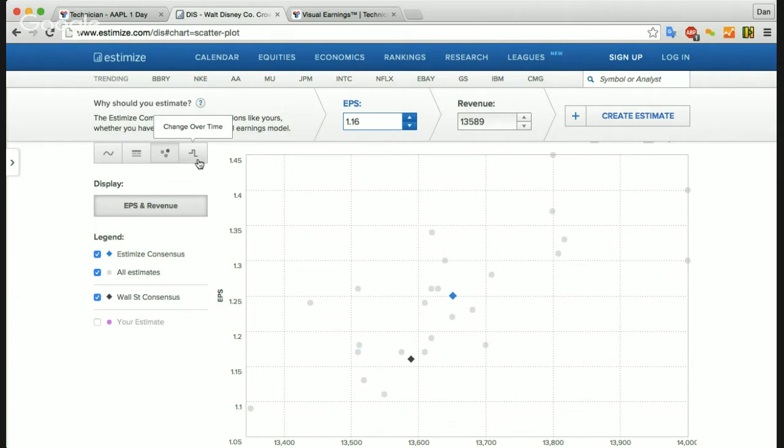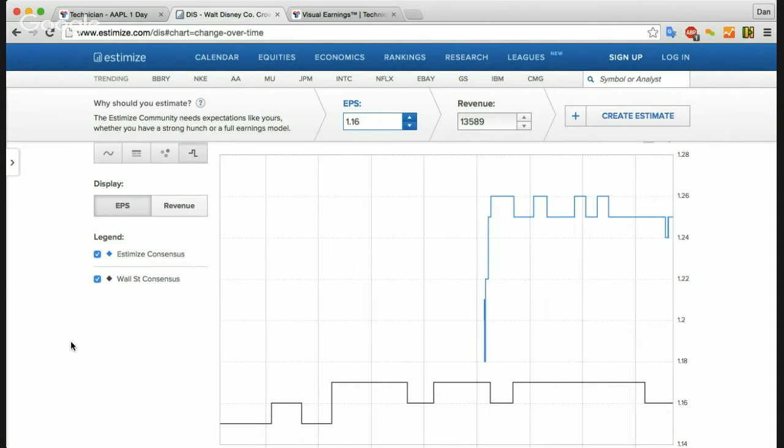And then the last one on the right there is the change over time chart. So we can see how the consensus is moving over time throughout a quarter relative to the Wall Street consensus. And then your estimate will actually show up here. So you'll see how your estimate is moving throughout the quarter if you do edit your estimate.